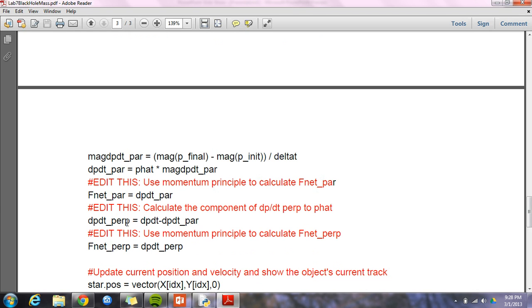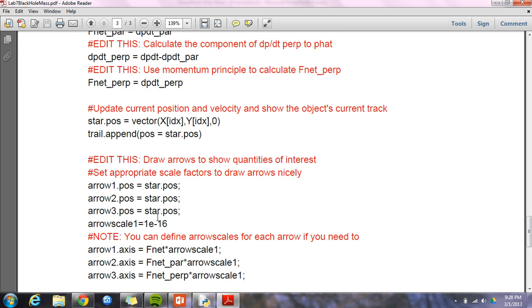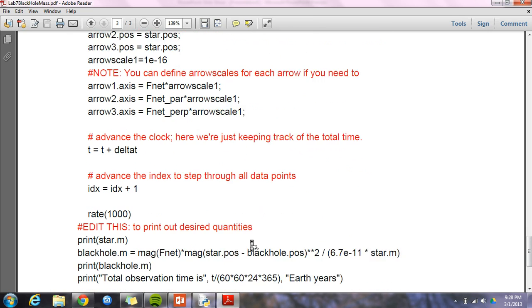And for dp dt perpendicular, we just have to do F net minus the F net parallel, because we know that F net parallel plus F net perpendicular is equal to our net force. So subtracting that gives us our dp dt perpendicular, and we set our F net perpendicular to dp dt perpendicular. So here we have our arrow scales, so that our arrows will be represented.